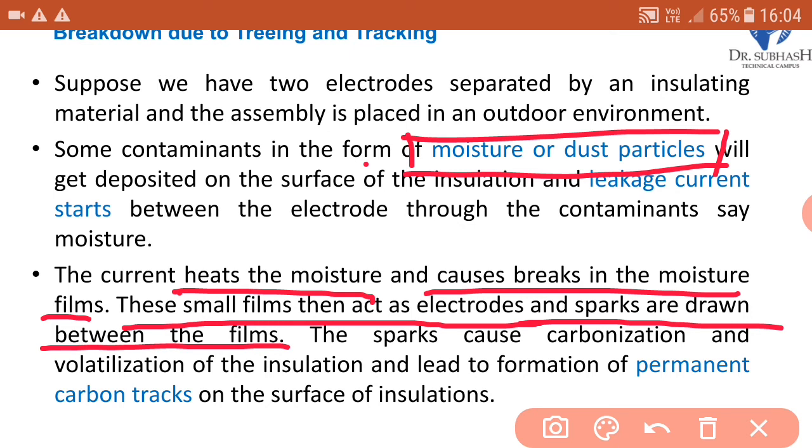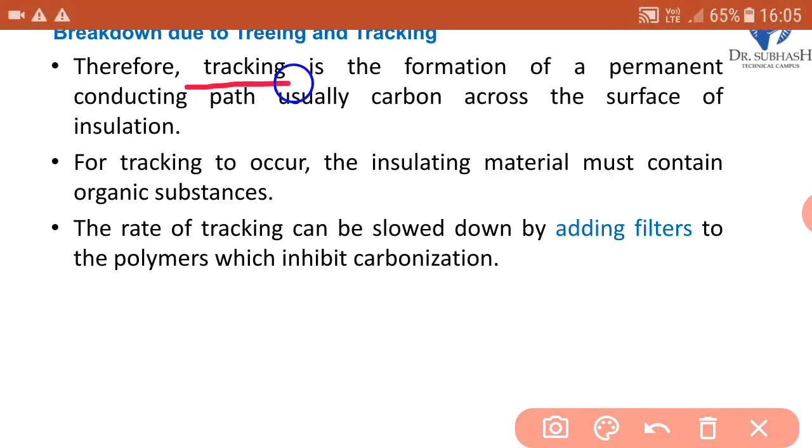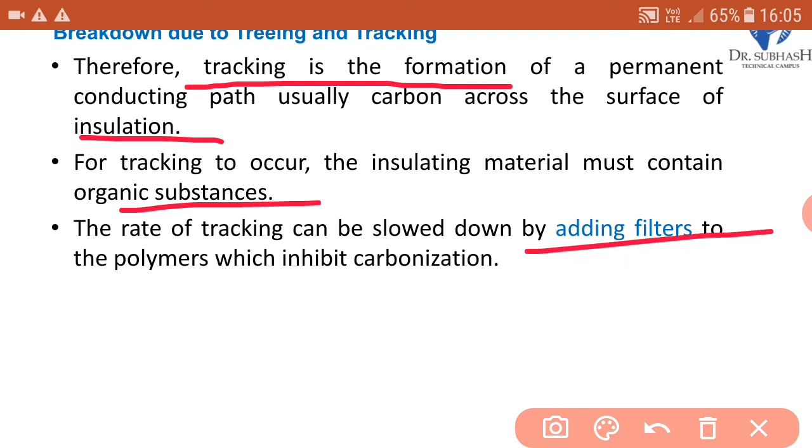The sparks cause carbonization and volatilization of the insulation and lead to the formation of permanent carbon tracks on the surface of the insulators. Due to moisture, there will be a track, and this track becomes permanent due to some chemical processes. Therefore, tracking is the formation of a permanent conducting path, usually carbon, across the surface of insulation. For tracking to occur, the insulating material must contain organic substances. The rate of tracking can be slowed down by adding fillers to the polymers which inhibit carbonization.